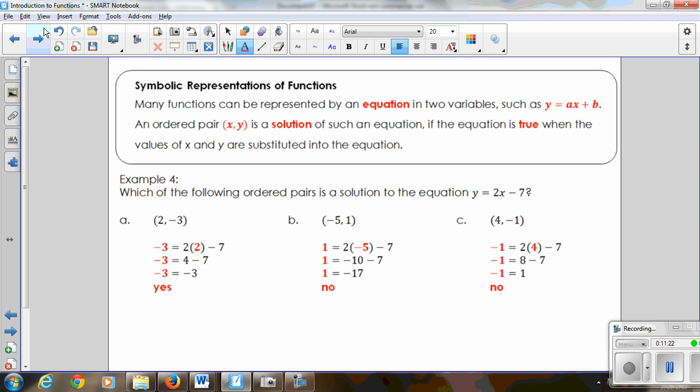Okay, so in letter A, if I plug in -3 for y and 2 for x, and simplify the right-hand side of this equation, I end up with -3. And since -3 is equal to -3, I know that this ordered pair is indeed a solution to this equation. If I plug -5 in for x and 1 in for y and simplify the right-hand side of this equation, I get -17. -17 is not equivalent to 1, so -5, 1 is not a solution. The same is true with letter C. When I plug in 4 for x, I don't get a result of -1.